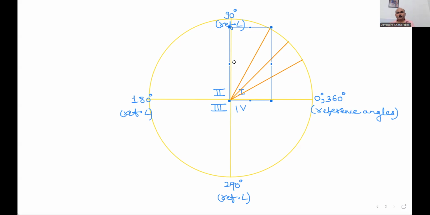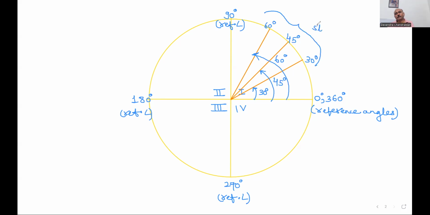Okay. So which are these 3 standard angles? This is 30 degrees from here, right? This is 60 degrees. Sorry, not 60. This is 45 degrees. And this is the 60 degree angle. So this angle is 60 degrees. Okay. So these 3 are called the standard angles of first quadrant.